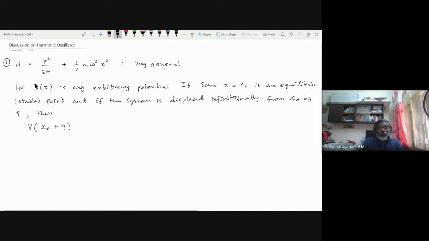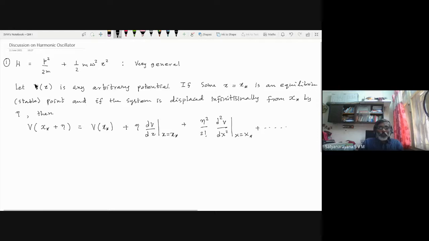It's a small displacement. So I could write this potential in the following fashion: V of x star plus eta into dV by dx evaluated at x equal to x star, plus eta square by factorial 2 into d square V by dx square evaluated at x equal to x star, and so on. We will have all the infinitely many derivatives. This is basically a Taylor expansion.